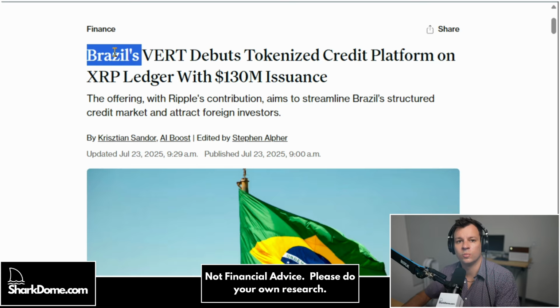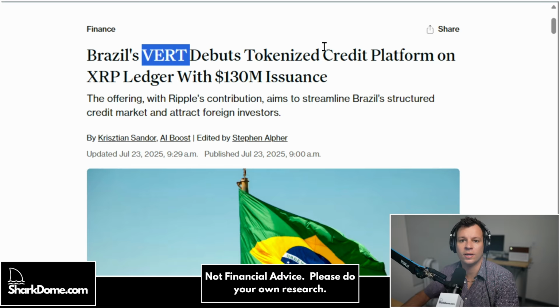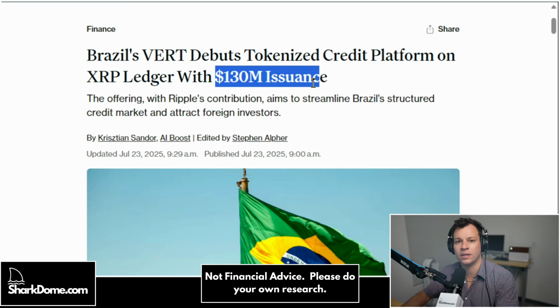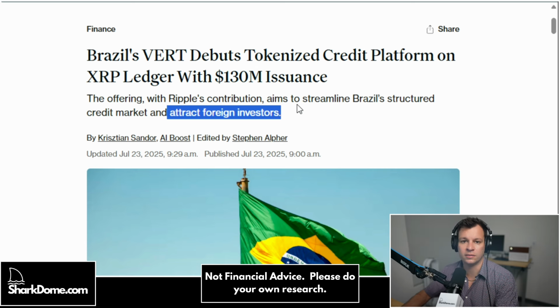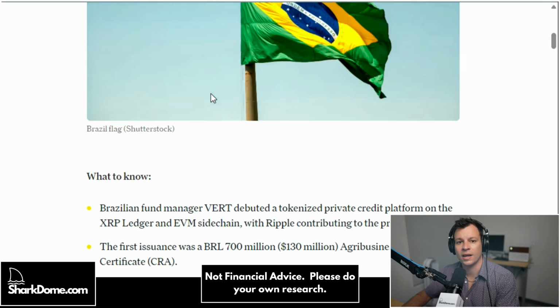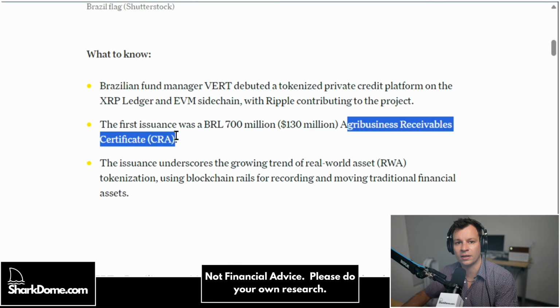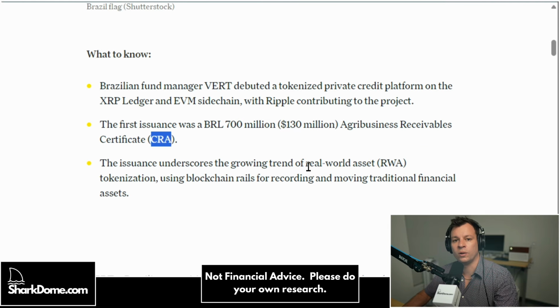Stay tuned. So Brazil's VERT debuts tokenized credit platform on the XRP Ledger with a $130 million issuance. So this is to attract a broader market. And this is the farmland that I talked to you about. And how they're doing it is they're doing it with these CRAs. I'm going to explain more later in the video on exactly what a CRA is, but you can think of that as just a debt instrument for future crops.